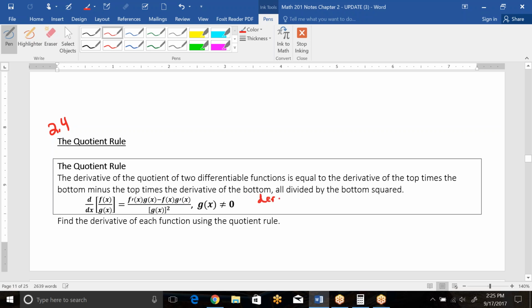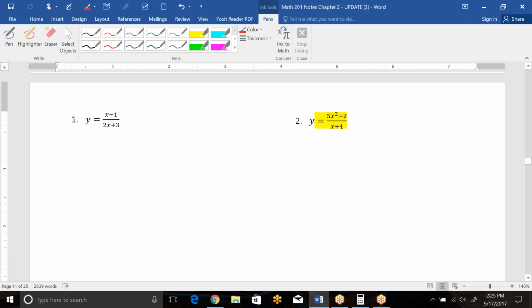of the first times the second again. This time we do minus, though, the first times the derivative of the second, and then all over the second squared. And that's just the original function, not the derivative of the second. The big kicker here is that for this formula to work, g of x cannot equal 0, because then you'd be dividing by 0. So we're going to use this formula to help us do a few more examples that we didn't get to in class.